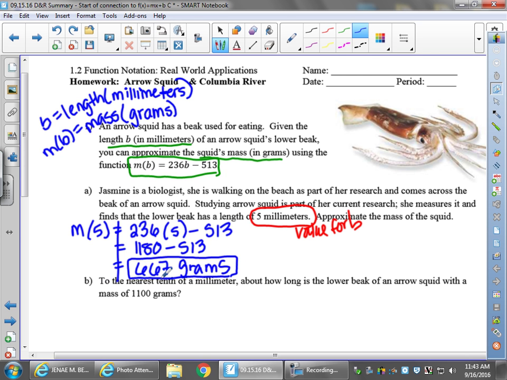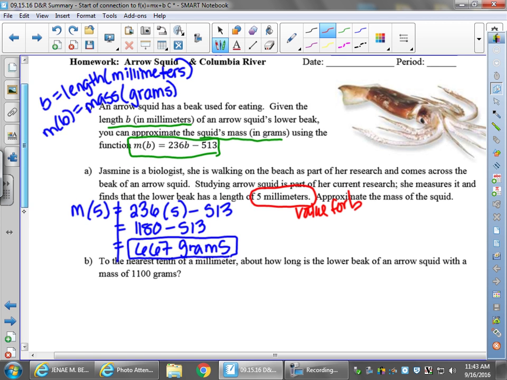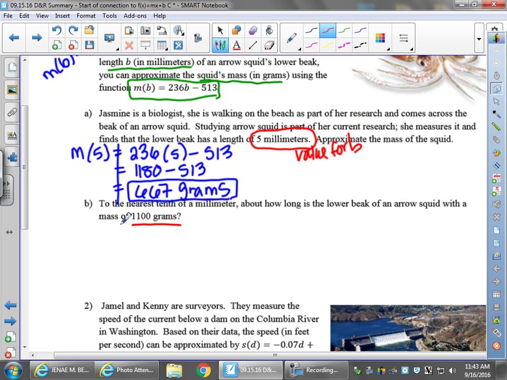B, to the nearest tenth of a millimeter, about how long is the lower beak of an arrow squid with a mass of 1,100 grams? What am I going to circle? 1,100 grams. And decide what? Very good. And write that down. Trust me, it's a strategy that works very well. Value for M of B.